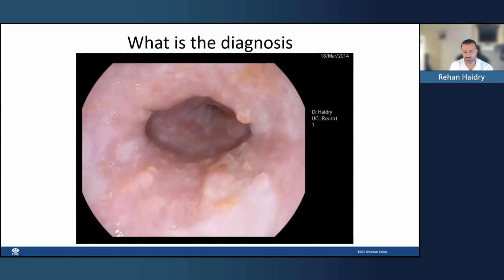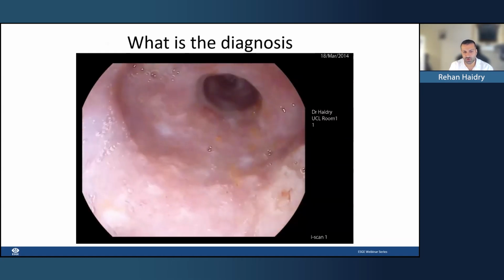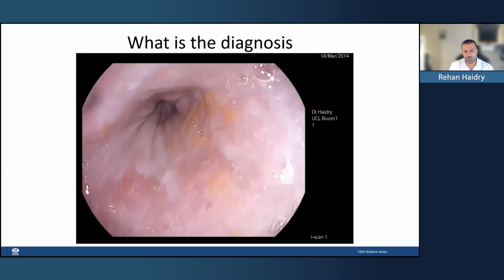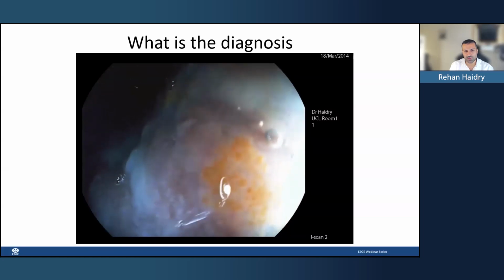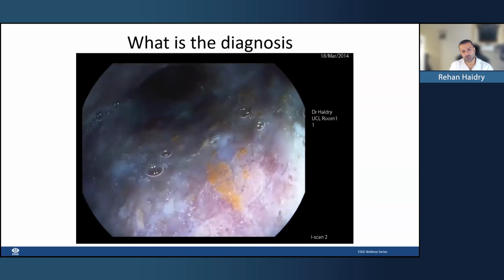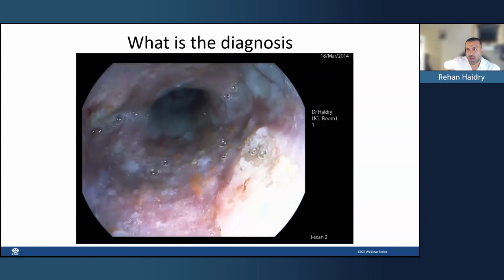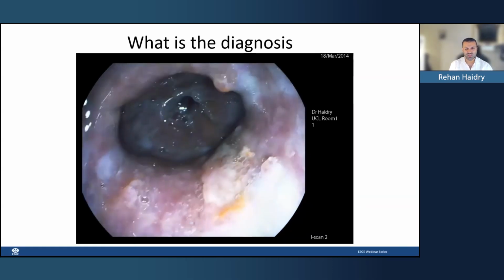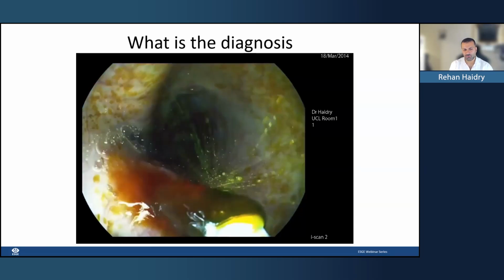This is a gentleman who was referred with dysphagia and had a screening endoscopy. This is a white light image. This is now using the Pentax technology with i-Scan enhancement. And you can see that the entire tubular esophagus just doesn't look right. There's a lot of food residue.